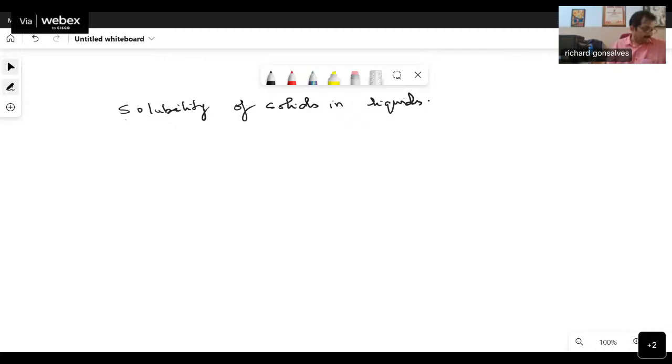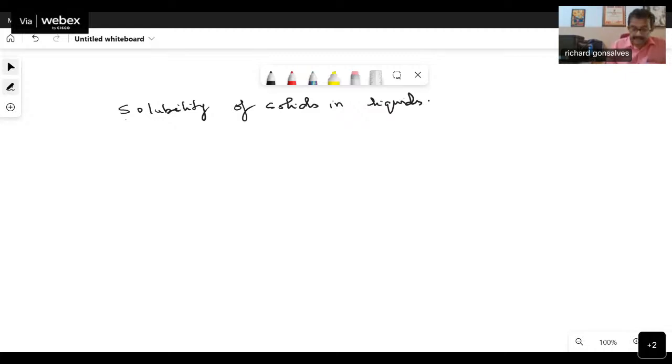Now, solubility of solid in liquid: what is solubility? Solubility is the maximum amount of solute that is soluble in a saturated solution. In a saturated solution, you can dissolve the maximum. If you add more, it will remain as a solid at the bottom. It does not dissolve at a given temperature.